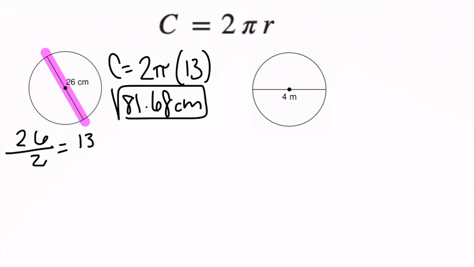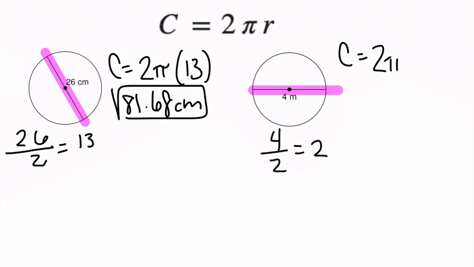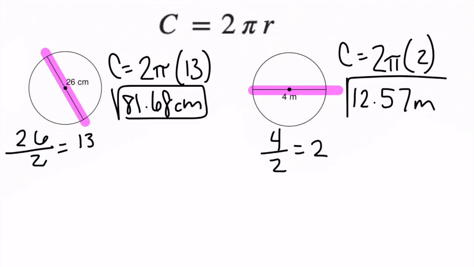Same thing in this one. We have our full diameter. So we have 4 divided by 2, which will give us a radius of 2. So circumference equals 2 pi times 2, which is 12.57 meters.